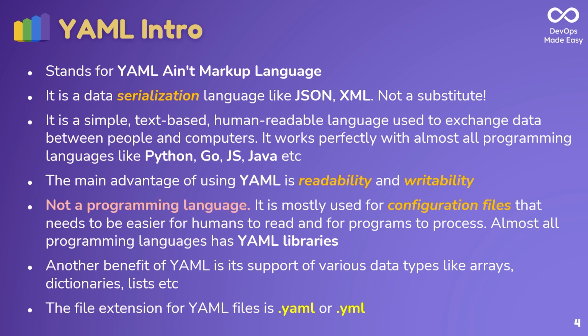YAML is a simple, text-based, human-readable language that is used to exchange data between people and computers. It is basically a configuration language that we provide to DevOps tools, and it works perfectly with all programming languages like Python, Go, JavaScript, Java, etc. Every programming language that we come across reads and writes YAML files. The main advantage of using YAML files is their readability and writability. Using YAML, it is very easy to read and write the configuration when compared to JSON and XML, which are a bit difficult.